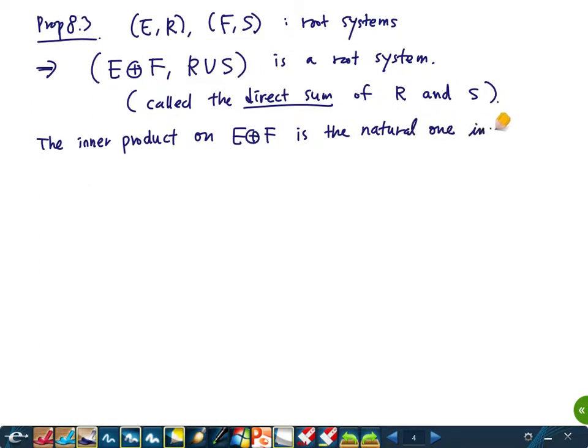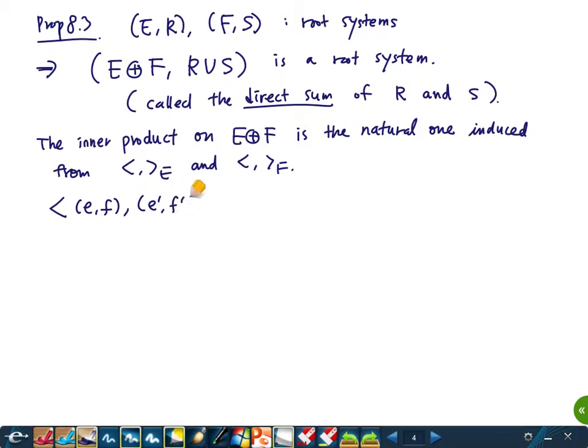Say, induced from the inner product in E and the inner product in F. What does that mean? An element here is a pair: an element in E and an element in F. Suppose we have an element (E prime, F prime). How can we define the inner product? The natural one is E prime plus F prime, just component-wise.